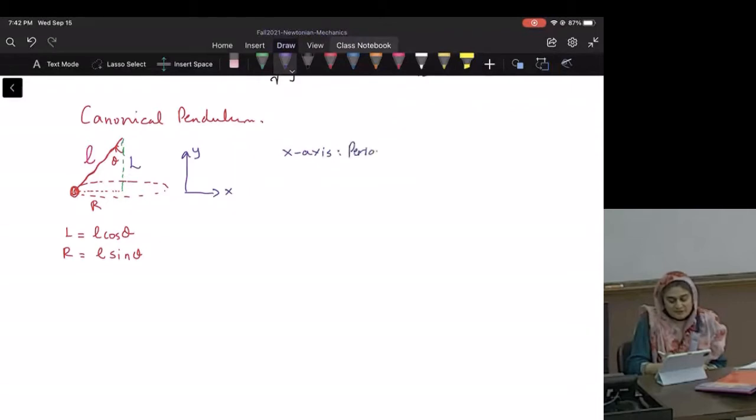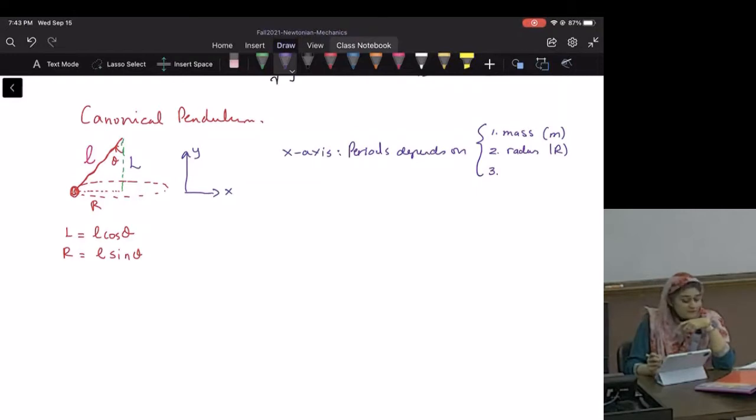So let's see along the x-axis first. Period depends on, okay, I assume it's going to depend on mass. What else? If it's moving in a circle, what else will it depend on? Big R. Good, radius. Yes, absolutely. It will depend on radius. And number 3, it depends on speed. The faster it goes, the less time it'll take. So I'm going to call this speed V.